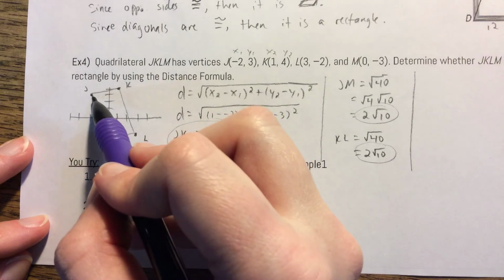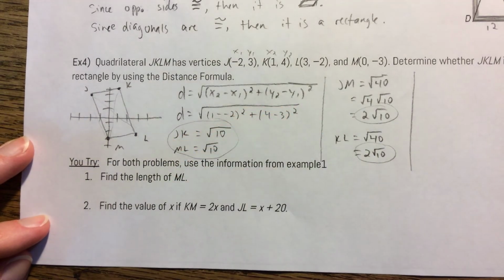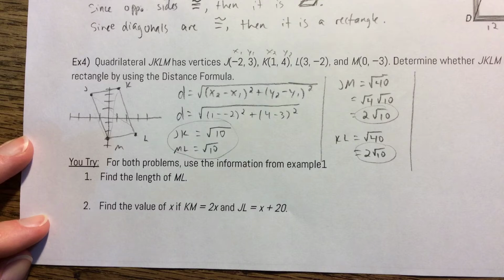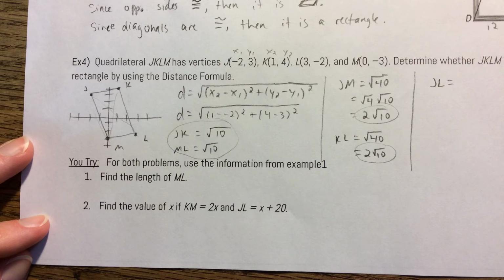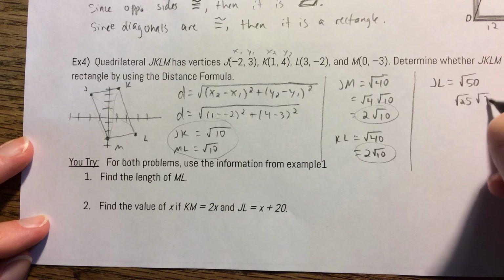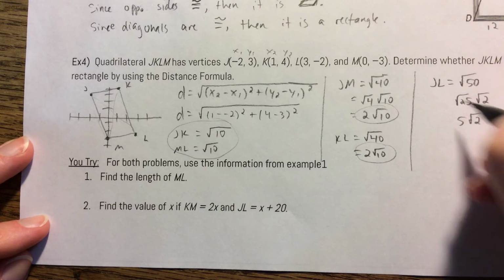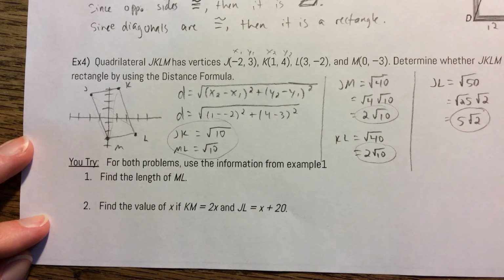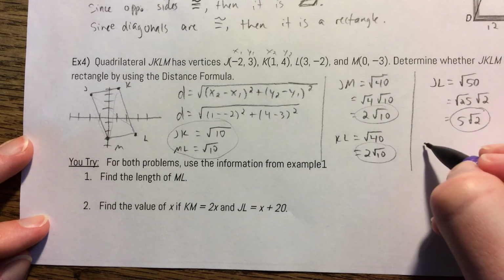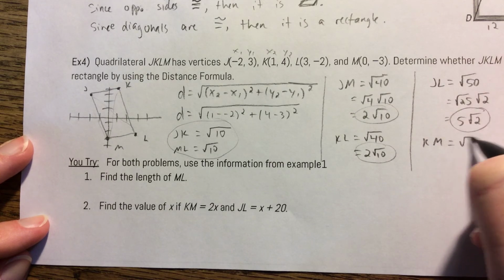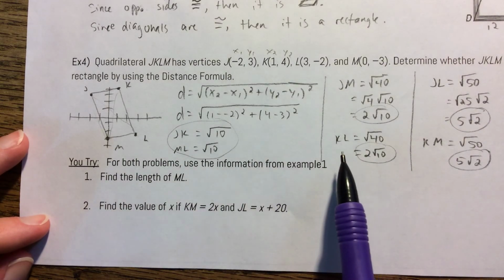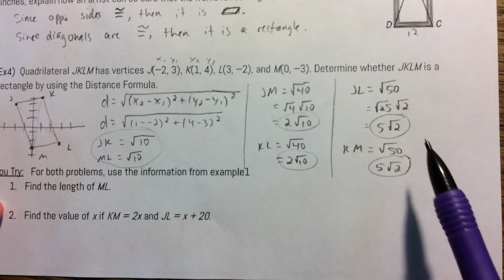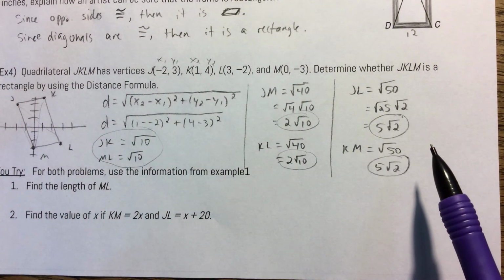And then lastly, I would want to check the diagonals to make sure that those are equal, so that then we actually know it's a rectangle and not just a parallelogram. So if I did JL, if I did the distance formula there, gives me the square root of 50, which breaks into root 25 and root 2. So that's 5 root 2. And then KM is also root 50. So since I have opposite sides congruent and I have diagonals congruent, that means that this is a rectangle.